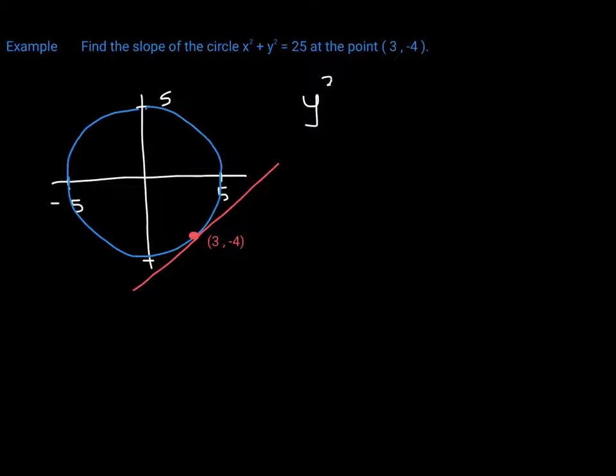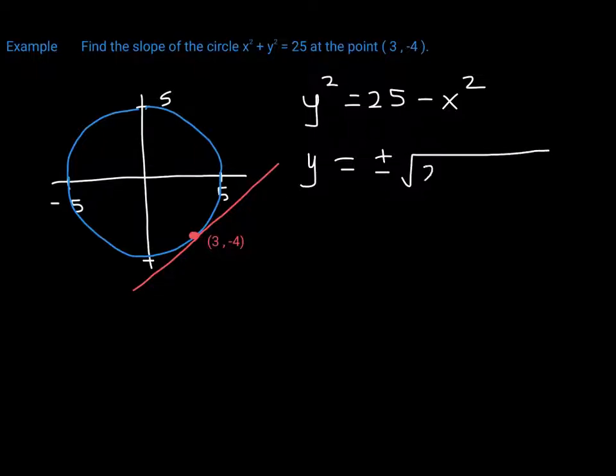All right, so let's see if we can solve for y. If we try to solve for y, we get y squared is equal to 25 minus x squared. And this is the part where we take the square root of both sides, which gives us two different solutions for y. So either y is equal to the positive or the negative square root of 25 minus x squared.